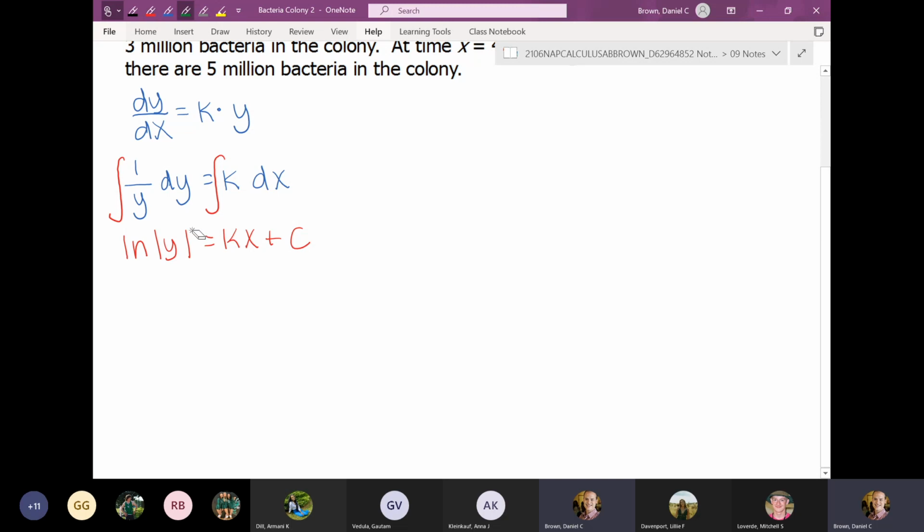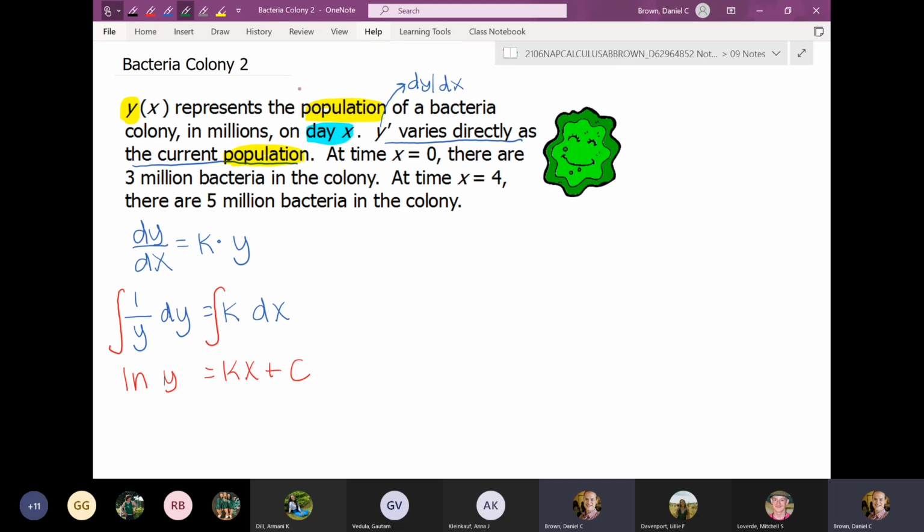I will say we could leave off the absolute value around that y. Why is that? Because this population is never going to be negative. We just can't say there's negative 2 million bacteria. That makes no sense. So you could just drop off the absolute value because y is positive no matter what.